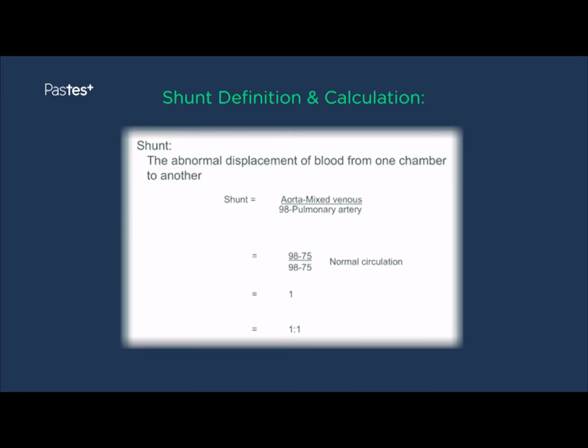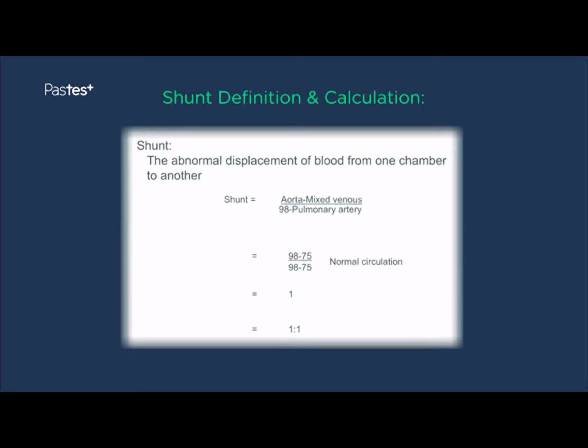So how do we actually calculate a quantifiable number for the amount of blood moving from the left heart to the right heart to give us the 1.6 to 1 ratio which we found in this question? Well, there's a very simple formula. This is all based around the saturations that we recorded in the catheter lab. Firstly, we take the aortic saturations. We minus the mixed venous saturations, and we divide that by 98 minus the pulmonary artery saturations.